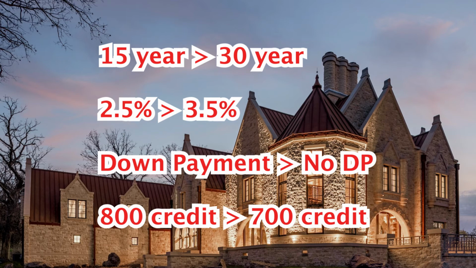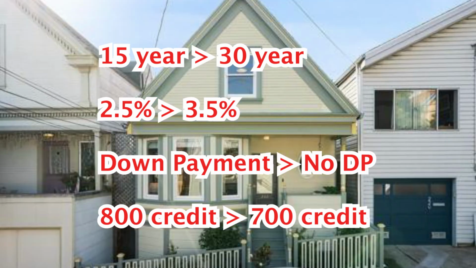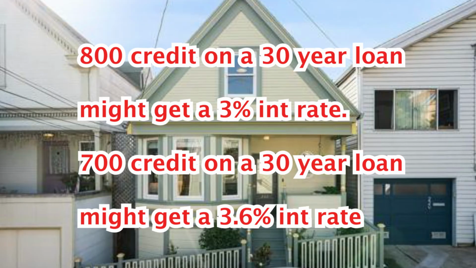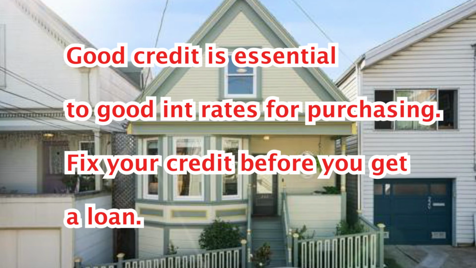A thing to note about what interest rate you'll get is dependent on the length of the loan and your credit score. Someone with an 800 credit score will get a better interest rate than someone with a 700 credit score, which is still pretty good. But yeah, if you're going to go ahead and get loans and get property, make sure your credit is good before you do this. I'd say try to have at least 700 before you do this.